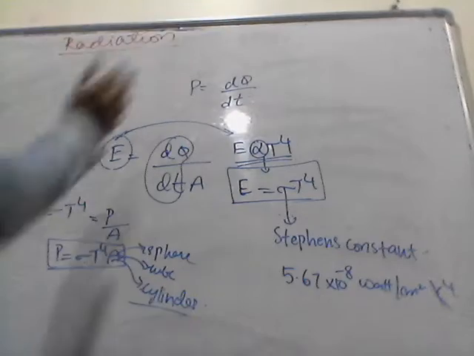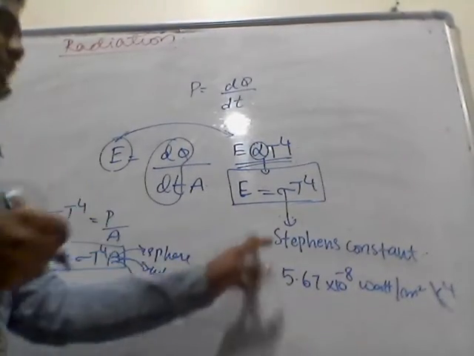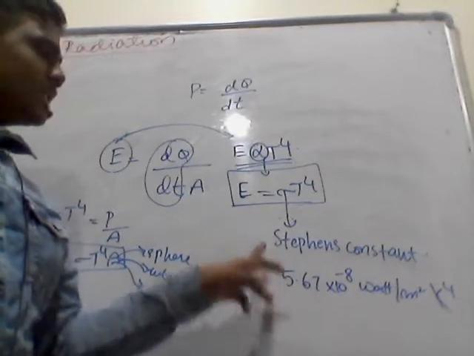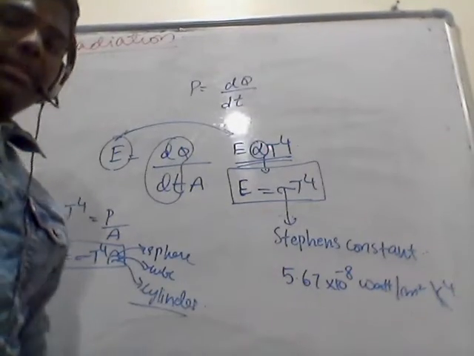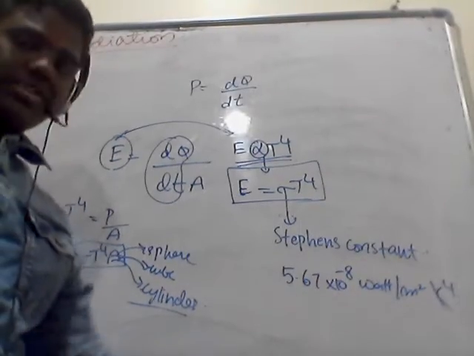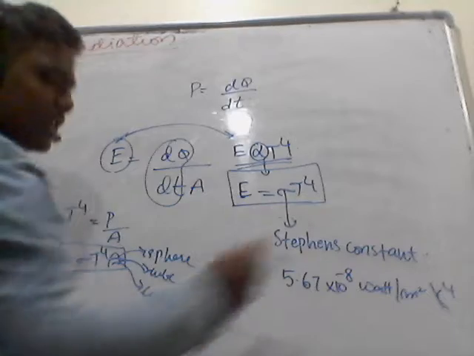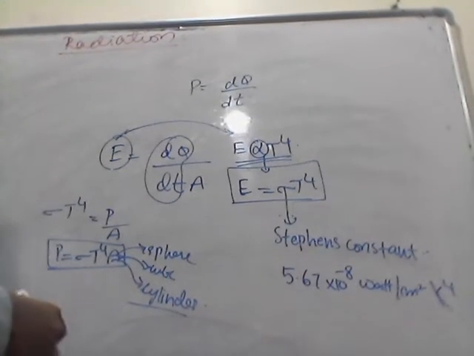This sigma constant, this Stefan's constant, this value we must remember, because chances are that they may not give the value in the question, so it is better to remember the value. Now let us see how we got this watt per meter square Kelvin power 4.